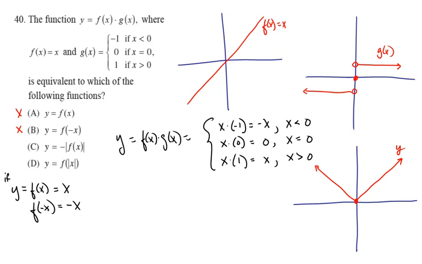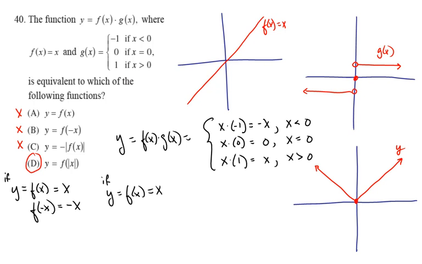For C, we have the absolute value of f of x, which would be the absolute value of x, which is good, but then that's negative, and so C would be the answer that we have, but flipped upside down. And so that's not the correct answer either. And so that leaves only D. Well, let's see if we can make sense of that.